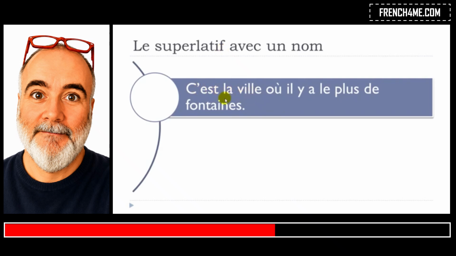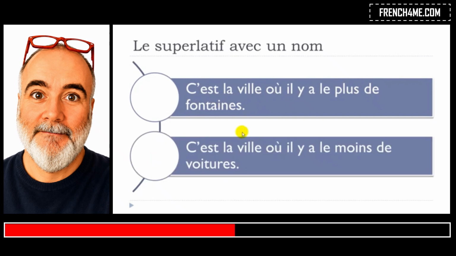C'est la ville, this is the town, où, where, il y a, there is, le plus de fontaines. Fontaines, fountains. C'est la ville où il y a le plus de fontaines. And then, c'est la ville où il y a le moins de voitures. Voiture, car. So let's have a look at these two sentences.